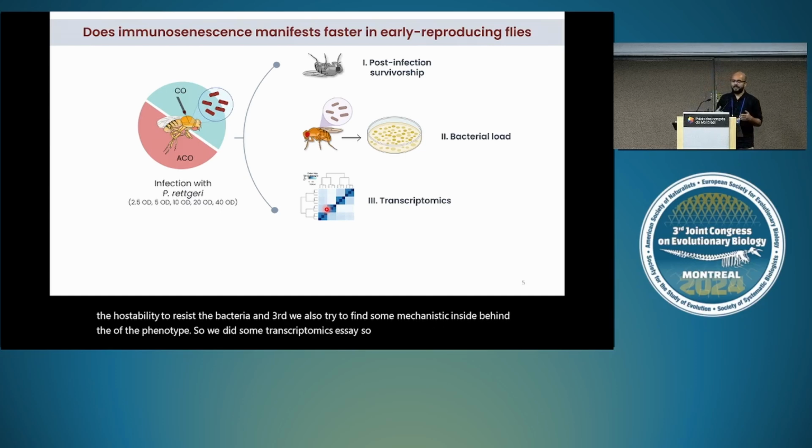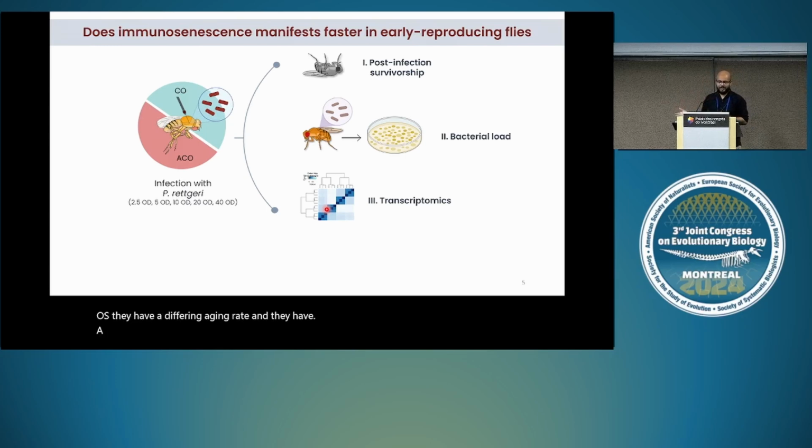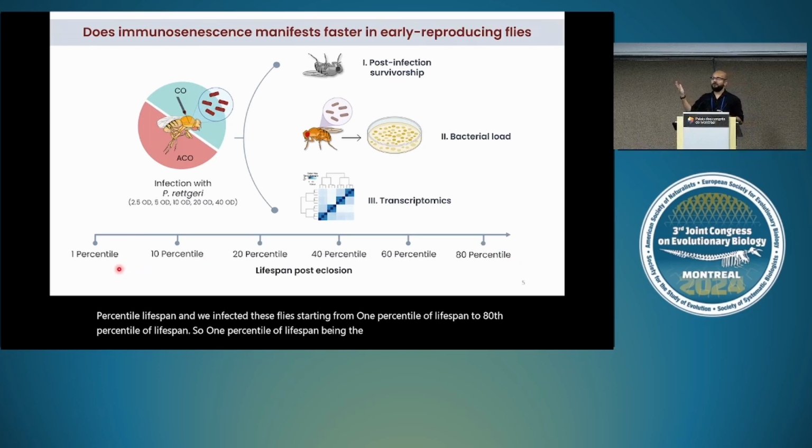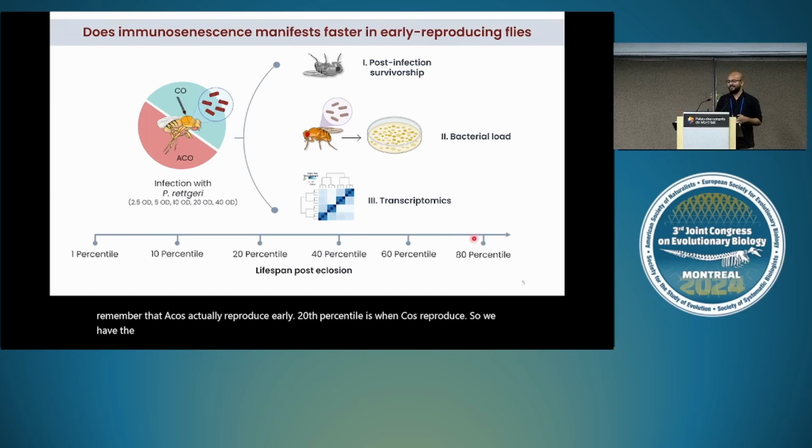Now, as I told you, COs and ACOs have a differing aging rate and a differing total lifespan. So in order to compare these two, we measured their percentile lifespan, and we infected these flies starting from the 1st percentile of lifespan to the 80th percentile of lifespan. The 1st percentile of lifespan is the reproductive window of ACOs. You remember that ACOs actually reproduce early. The 20th percentile is when COs reproduce, so we have the range, and also the 80th percentile, when both ACOs and COs are aged.